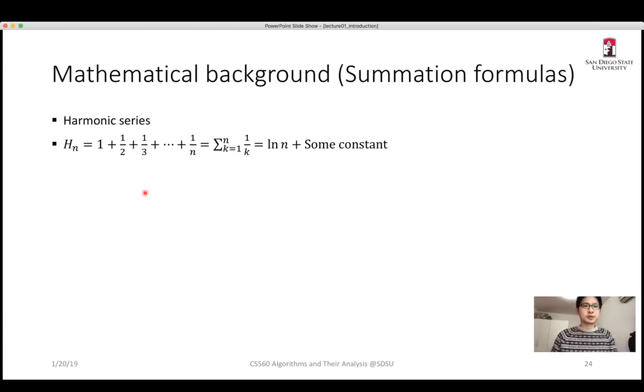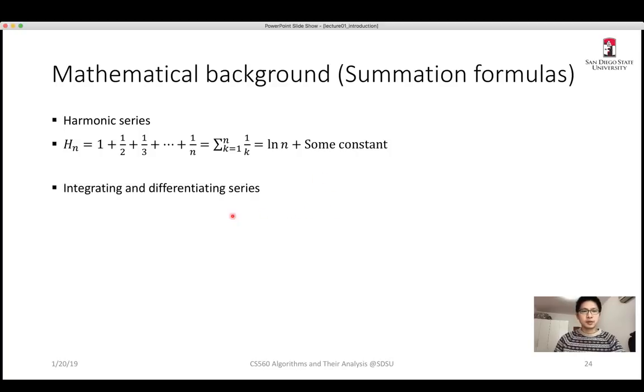So another series that we may use in the future is the harmonic series, which is 1 plus 1 over 2 plus 1 over 3 until 1 over n. So the summation of this term, we don't care too much about the details, but it's useful to remember that the order of this summation is the logarithm of n. Here the base is the natural base e, and the summation is the logarithm of n plus some constant, and this constant is a rather small number.